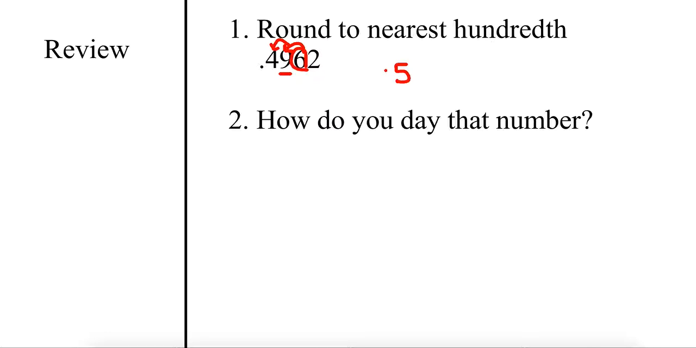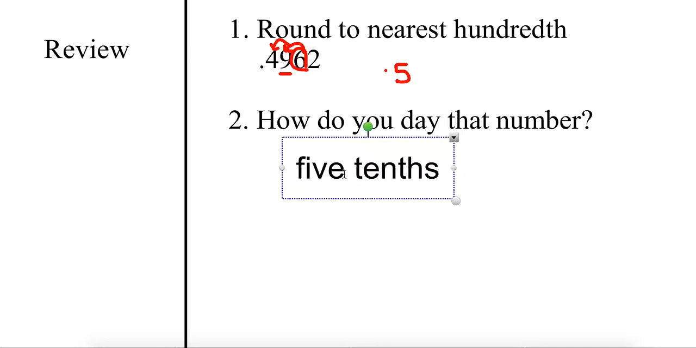So how would you write that? That would be 5, let's move that down here, tenths. Because again, we don't say the point or the 0 when there's nothing in front of that.